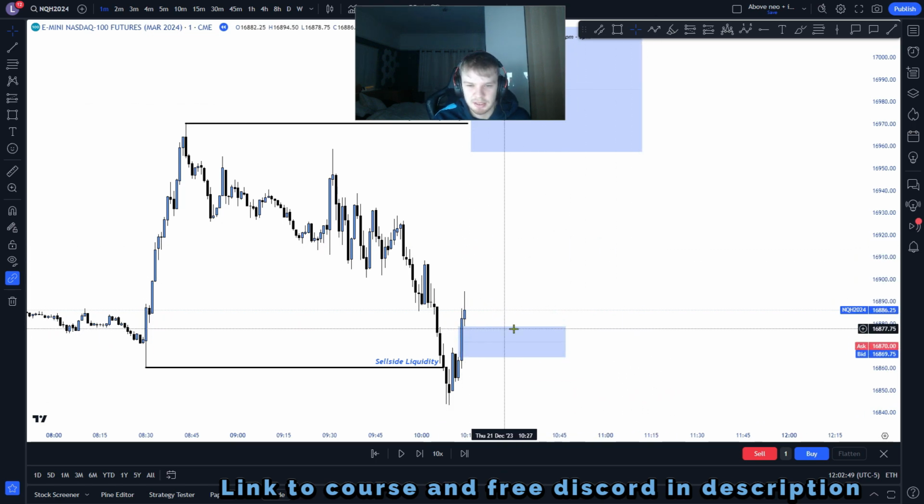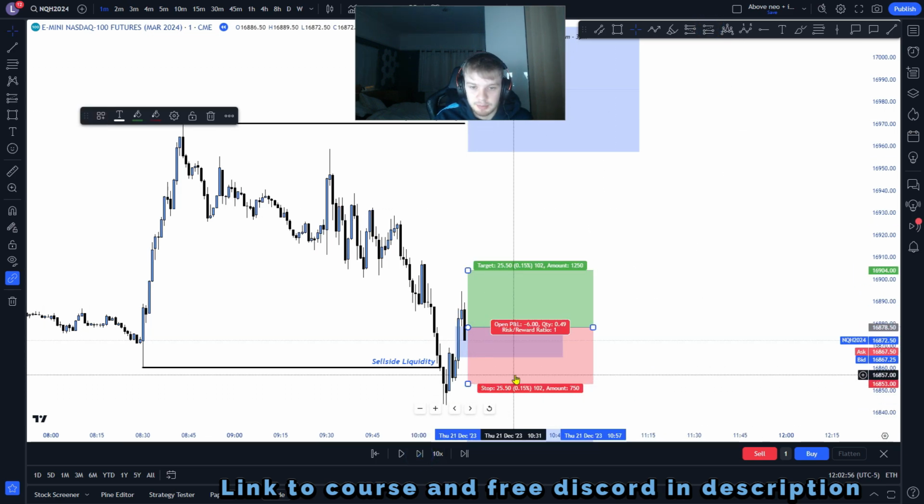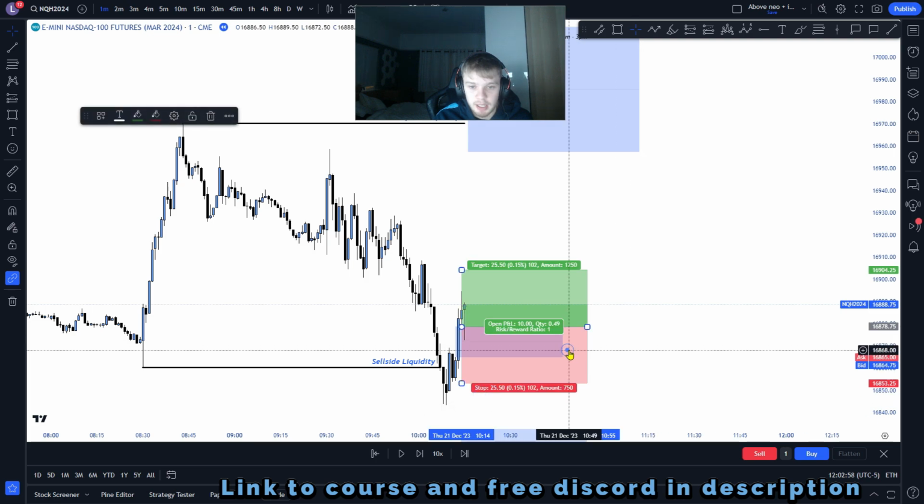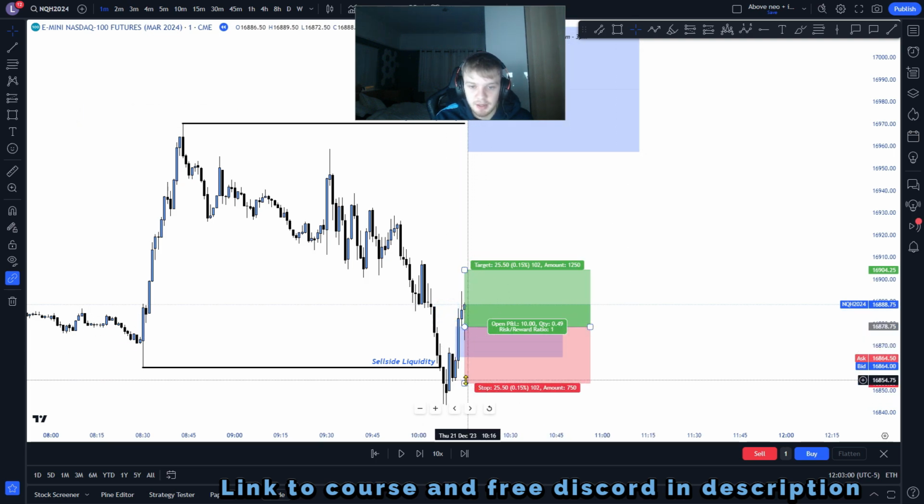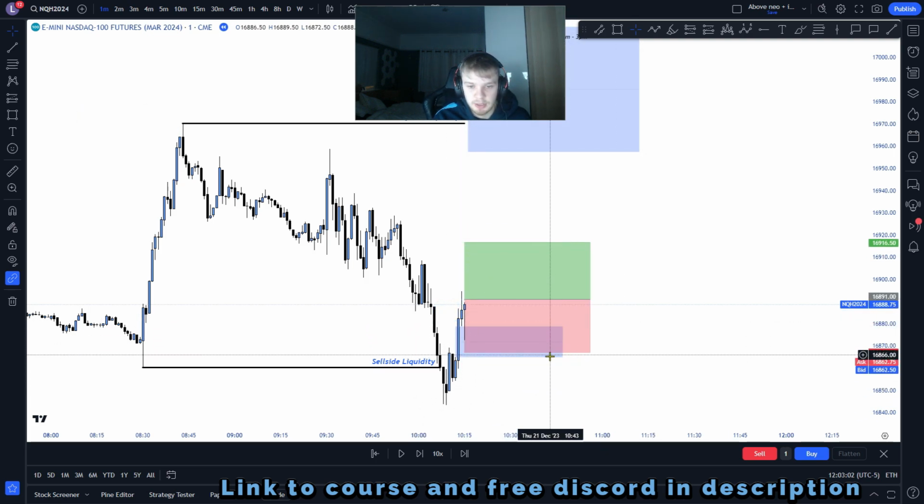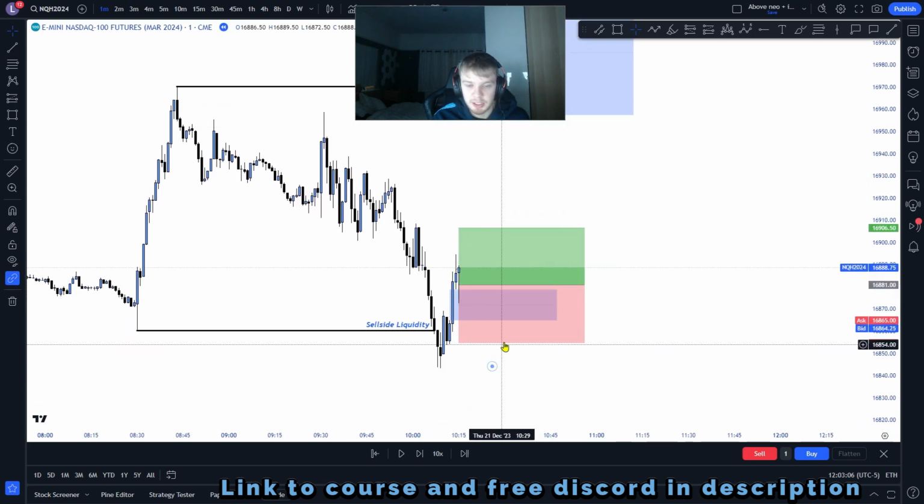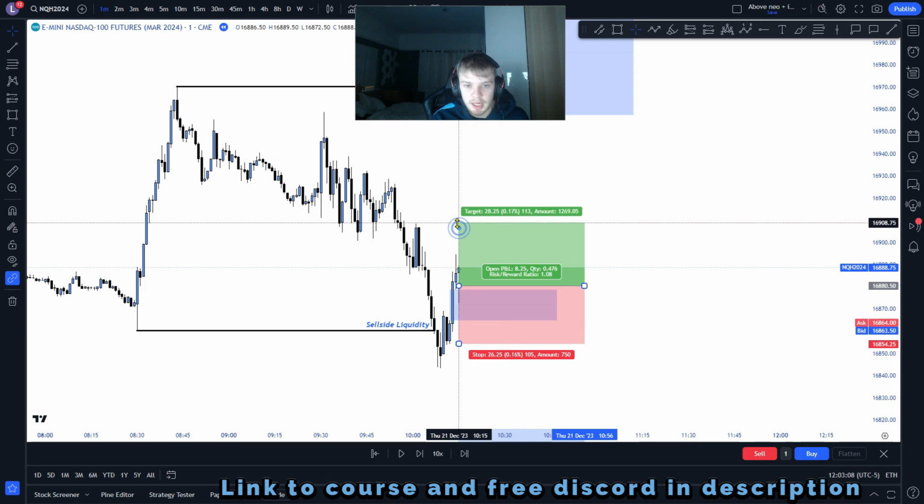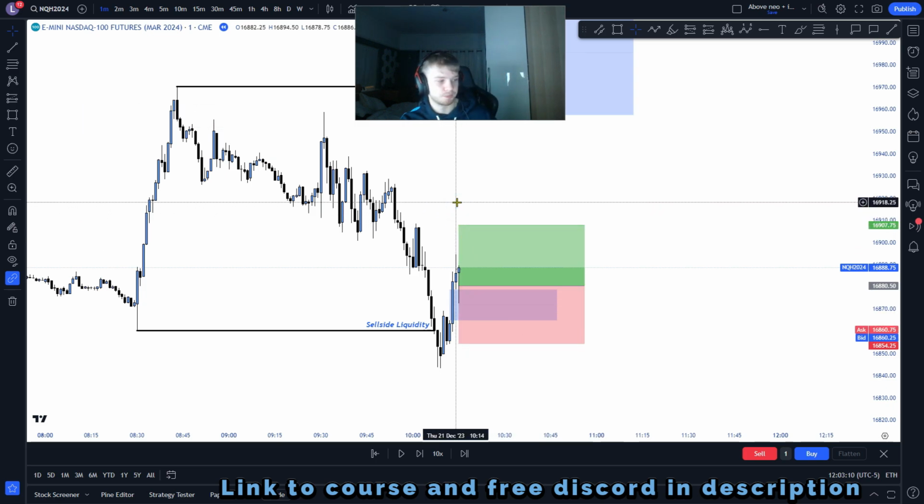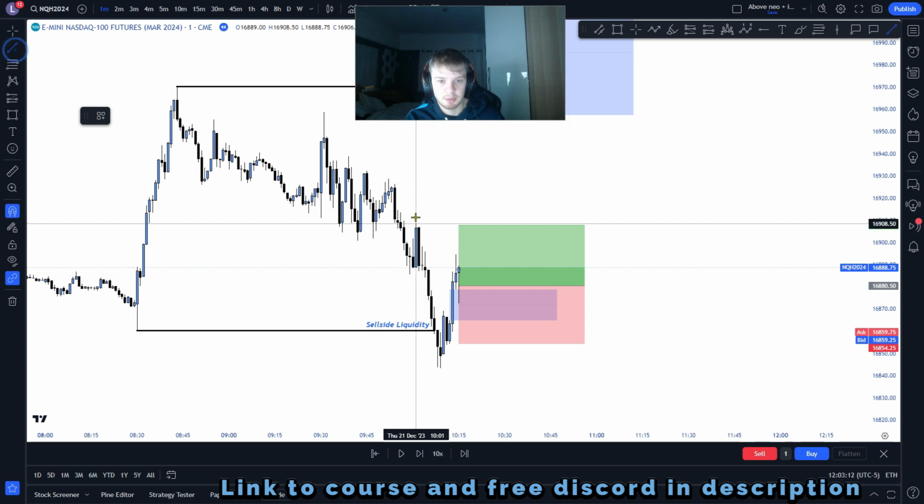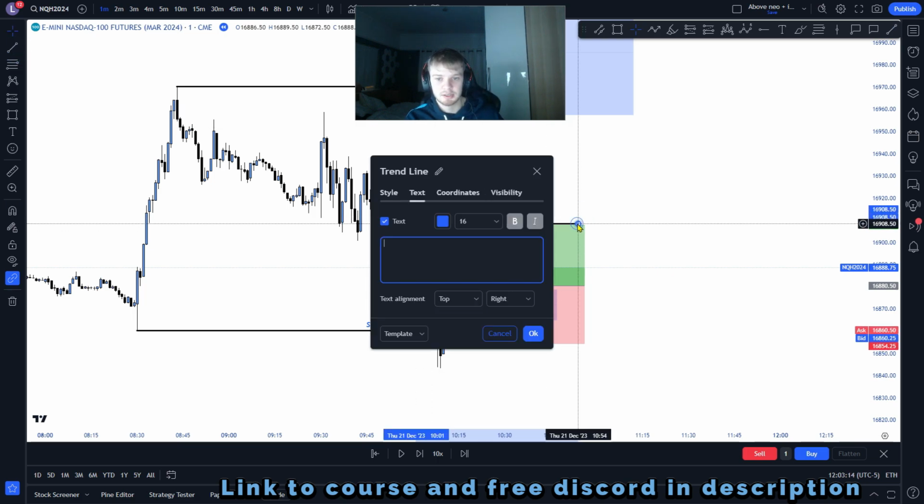But I personally, most of the time, like to wait for price to come back and tap into this fair value gap. This would be where I would enter. My stop loss would go at a swing low. I would make sure I'm using proper risk management, of course, not risking too much. Now, where would my take profit go? My first take profit here would just be this nice internal liquidity right here, which is buy side liquidity.